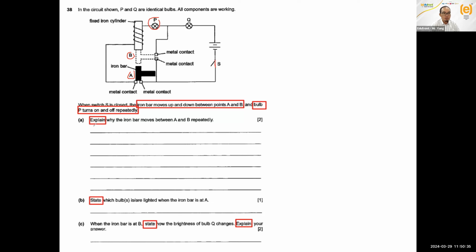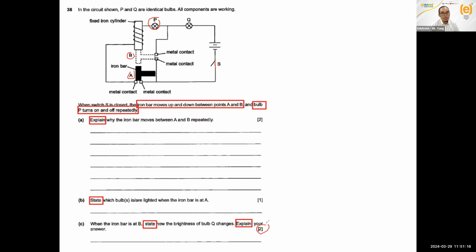All right. So part A, they ask you to explain why the iron bar moves between A and B repeatedly. This is a very common question, right? So how to answer this question? Later on we will go to it. Then B, state which bulbs are lighted when the iron bar is at point A. So at point A, which bulb is lighted? Again, state. The answer is either P only, Q only, or both P and Q. And then C, when the iron bar is at B, state how the brightness of Q changes and explain your answer. Part C has two parts to the answer. Please take note. The marks is also 2 marks.